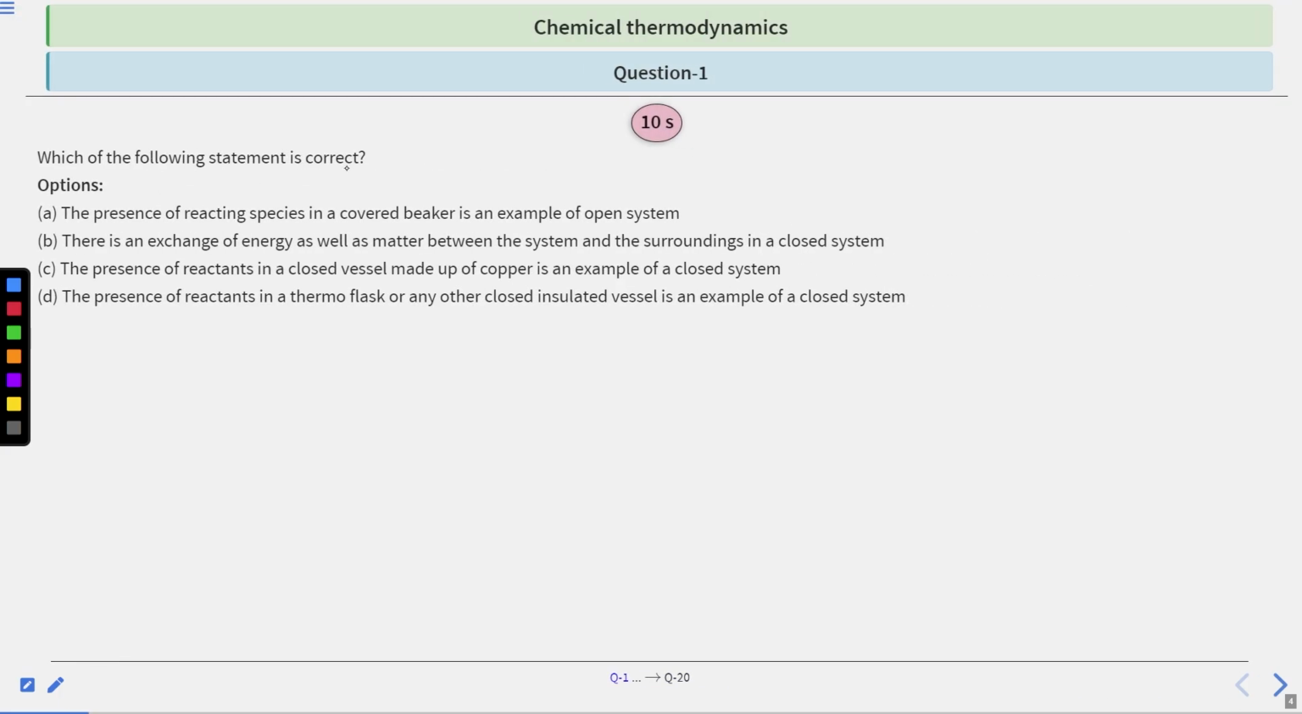Which of the following statements is correct? Options are: the presence of reacting species in a covered beaker is an example of an open system. There is an exchange of energy as well as matter between the system and the surroundings in a closed system. The presence of reactants in a closed vessel made up of copper is an example of a closed system. The presence of reactants in a thermoflask or any other closed insulated vessel is an example of a closed system. So you have 10 seconds to solve this question. After that, we will see the answer.